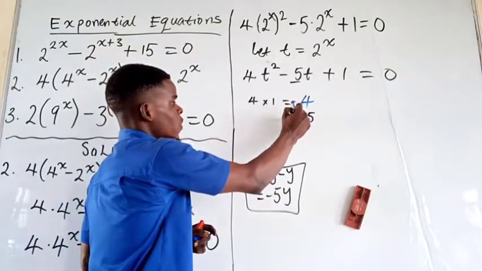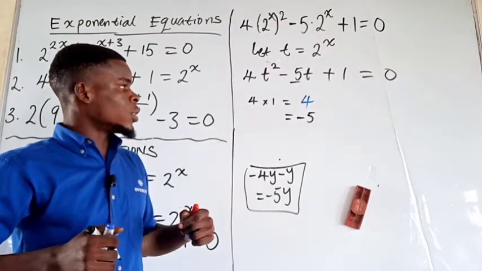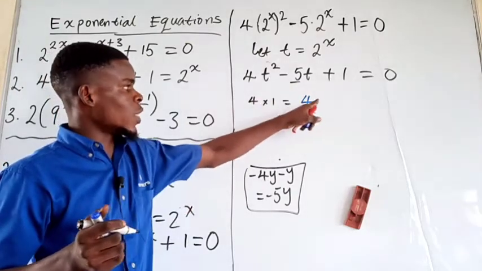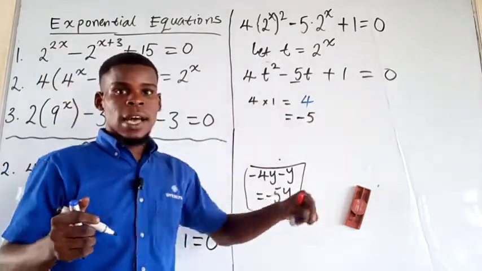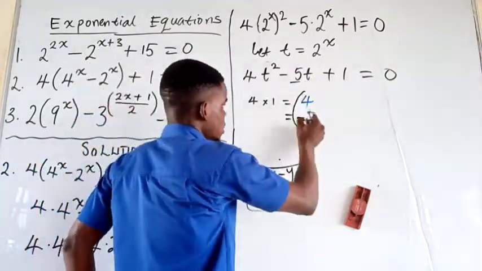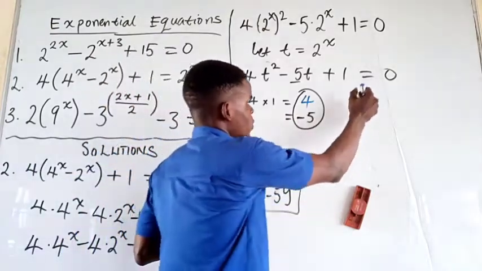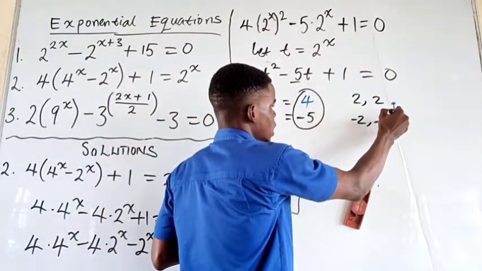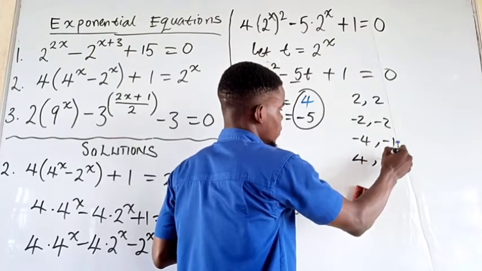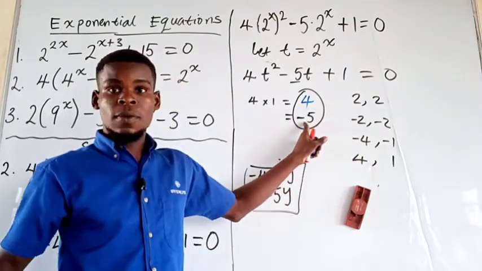So since we've had 4 here, which numbers can I add together to have negative 5? Which numbers am I going to multiply together to have this 4, that is the product of this and this, and such that those numbers, when I add them together, I'm going to have negative 5? So to multiply numbers together to have 4, those numbers can be 2 and 2, they can be negative 2 and negative 2, they can be negative 4 and negative 1, they can be 4 and 1. Now, sum each of these together. Which of them will give you negative 5 when you sum?